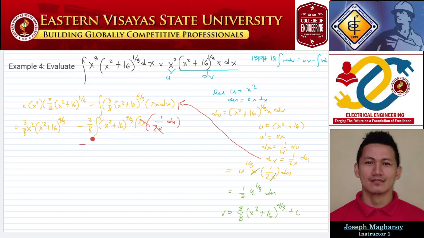So the resulting would be 3/8 integral of x squared plus 16 to the 4/3. Then we replace our x squared with u to make it easier to solve the second term. So we replace x squared by u raised to 4/3 du. In this side, we just carry down the first term. So we apply our power formula here.